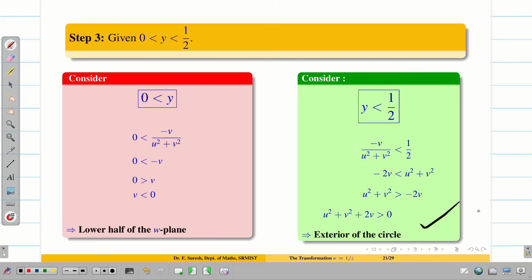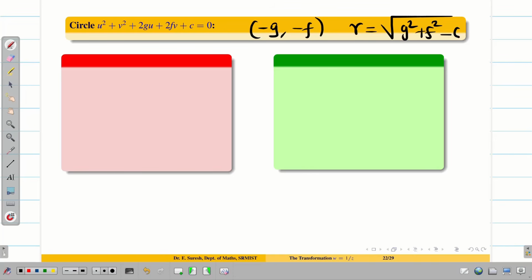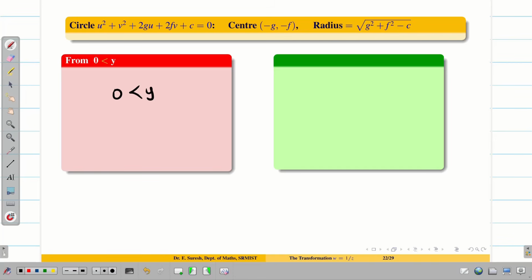Next, for this circle, we have to find the center and radius. For this purpose, we consider the general equation of a circle, u square plus v square plus 2gu plus 2fv plus c equal to 0. The center is going to be minus g comma minus f. Radius is square root of g square plus f square minus c. Just now we found this as v less than 0. V less than 0 is the lower half of the w plane, and the image lies strictly below the u axis.